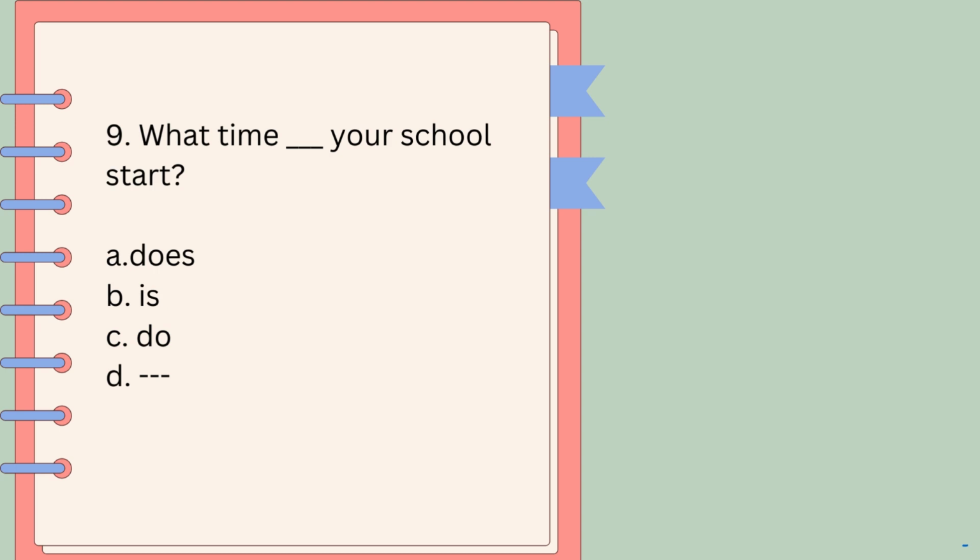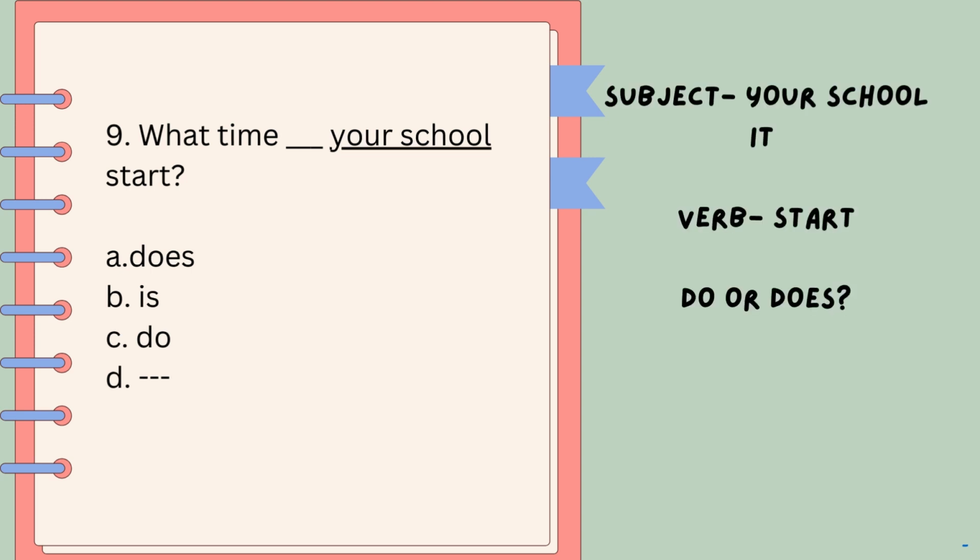And question number 9. What time blank your school start? This is a question. So here find your subject first, your school, which means it is it. If it is it, and this is a question, and there is a verb, this is start. So you need what? You need do or does. You definitely need does. And what time does your school start is the answer. So you cannot say what time is your school start because start is an action verb. You cannot do that.